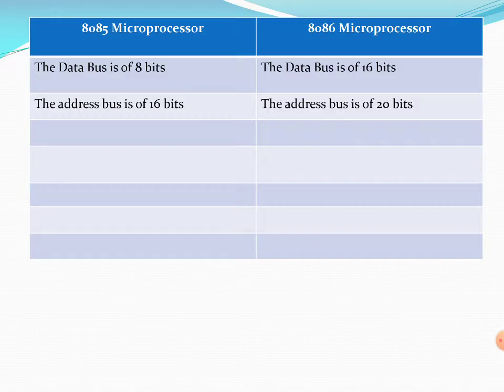Next, number of address lines. The number of address lines in the 8085 microprocessor is 16. And the number of address lines in the 8086 microprocessor is 20. So knowing about the address bus width, we talk about the memory capacity.